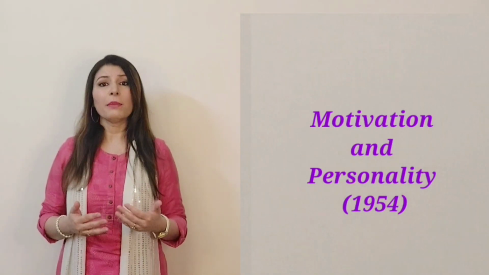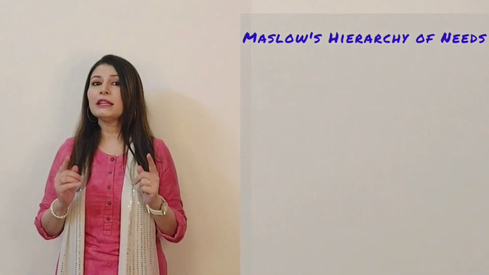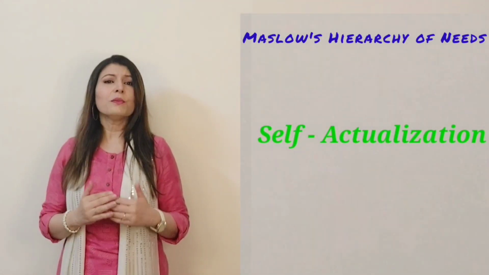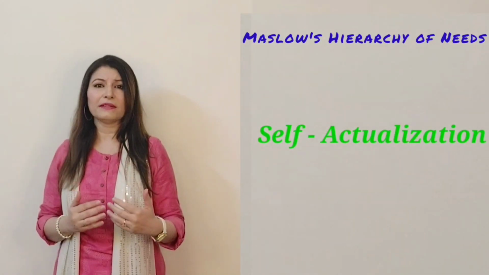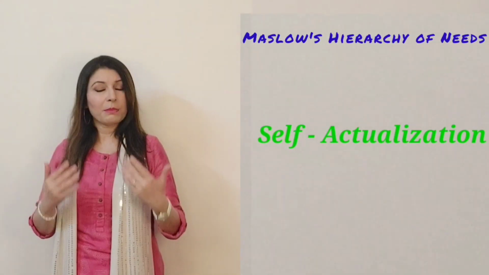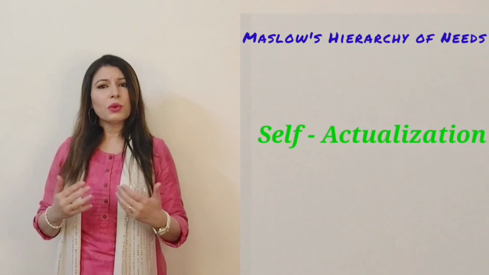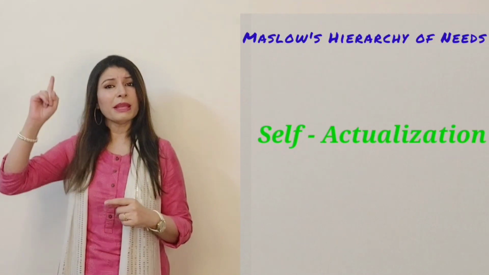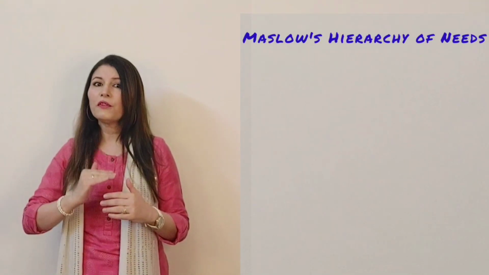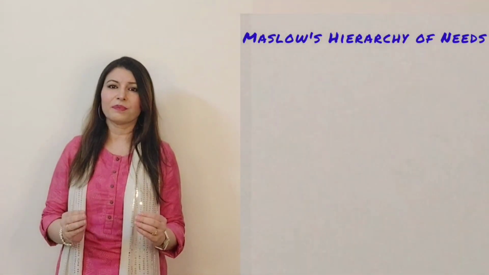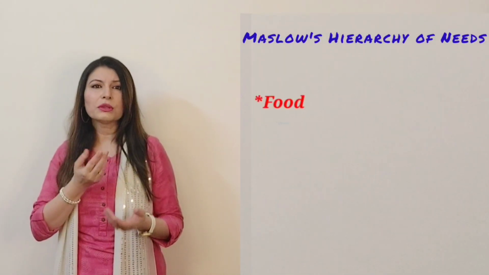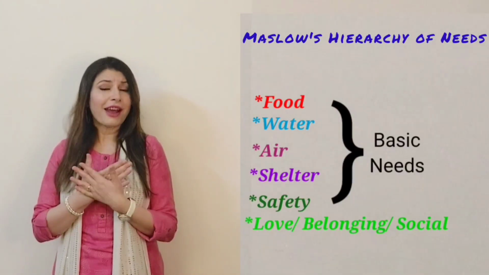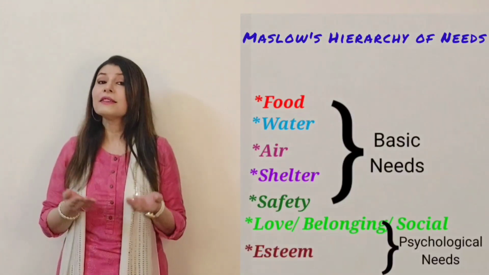As a humanist, Abraham Maslow believed that individuals have an inborn desire to self-actualize, to become the best version of themselves and achieve what they are capable of achieving, or to do what they want to do. However, to achieve this ultimate goal, they first need to fulfill several basic needs, such as the need for food, water, air, shelter, safety, love and belongingness, and self-esteem.